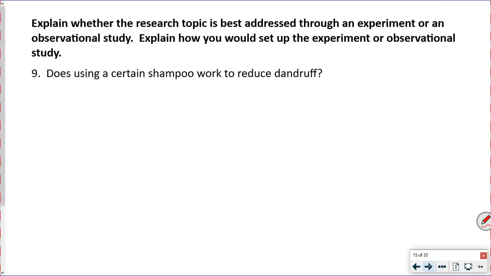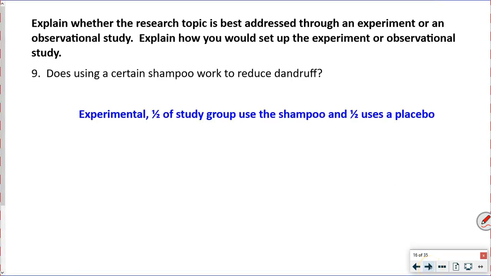This one says explain whether the research topic is best addressed through an experiment or an observational study, and explain how you would set up the experimental or observational study. It says, does a certain shampoo work to reduce dandruff? So I would say that this is better done as an experiment where we could do half of the study group that uses the shampoo and half uses a placebo. And a placebo is just something that looks exactly the same, but is actually not the shampoo.